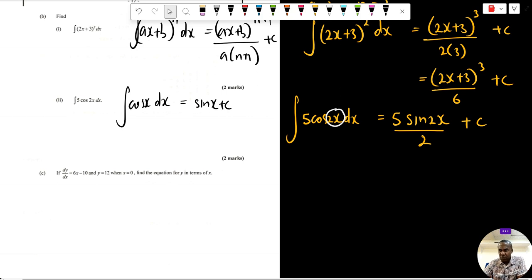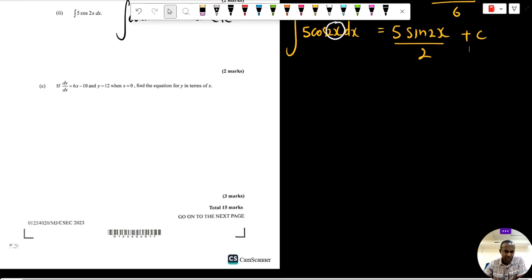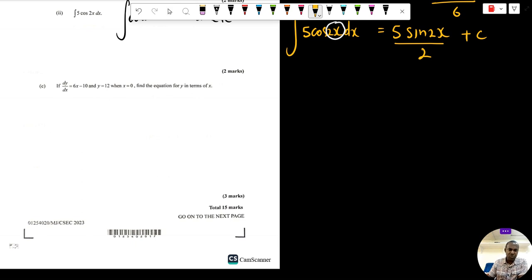All right, so let's move on to part C, the last part of this question. Part C says if dy/dx equals 6x minus 10 and y equals 12 when x equals 0, find the equation for y in terms of x. This is basically what we call a differential equation, to be honest. So what we have is dy/dx is equal to 6x minus 10. So here we have basically the gradient function. And in order to get y in terms of x, we need to integrate both sides with respect to x.